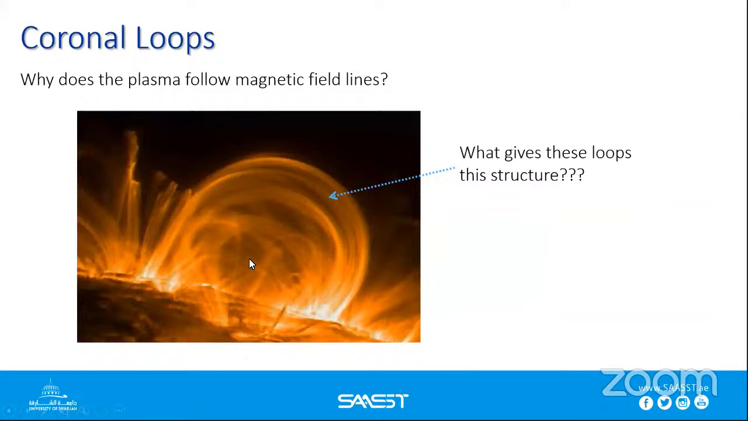Definitely, we generally cannot see the magnetic field lines anywhere. So what we see actually is the plasma following these lines. So the question is, what gives these loops this round structure, and also why does plasma have to follow the magnetic field lines? Generally we are going to understand this question throughout this presentation.